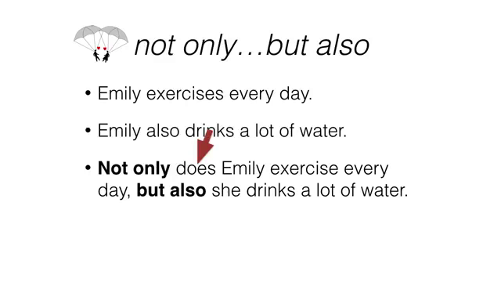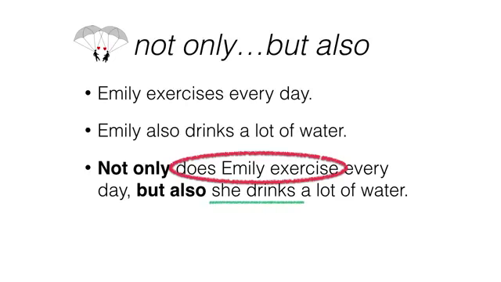You notice that we need a helping verb, in this case, does, because the verb exercises is in the simple present, third person singular form. Then comes the subject, and finally, the base form of the main verb. So, Emily exercises becomes not only does Emily exercise. However, in the second clause, which follows but also, you notice the ordinary subject-verb order.